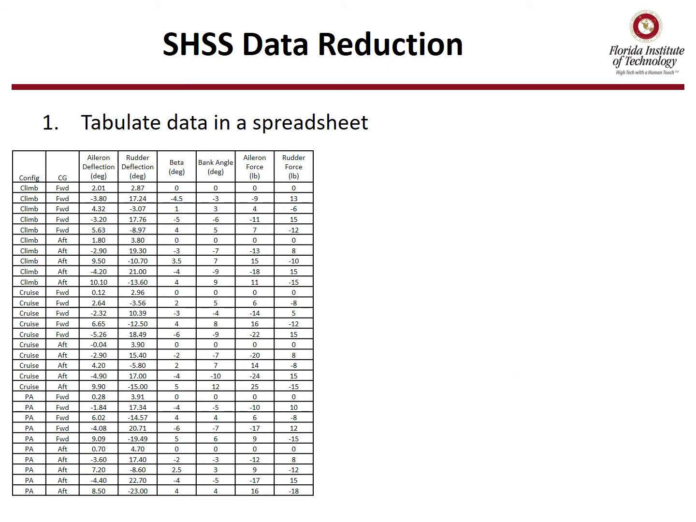First, tabulate all the data in a spreadsheet. You'll have 3 different configurations: climb, cruise, and power approach. And you'll need to share data between the forward CG groups and the aft CG groups, but the data is all the same. It's aileron deflection, rudder deflection, side slip angle beta, bank angle, aileron force, and rudder force.